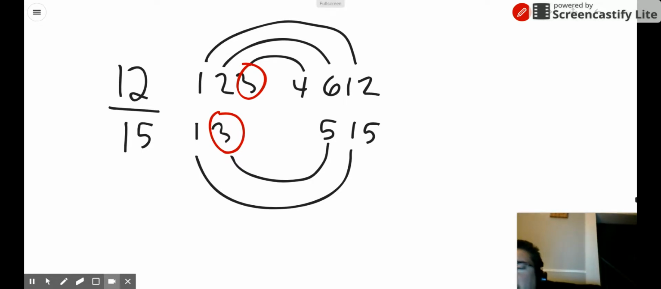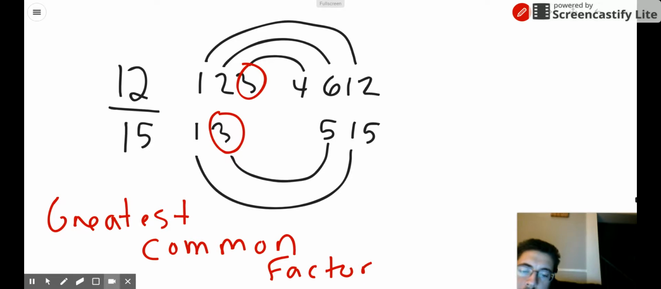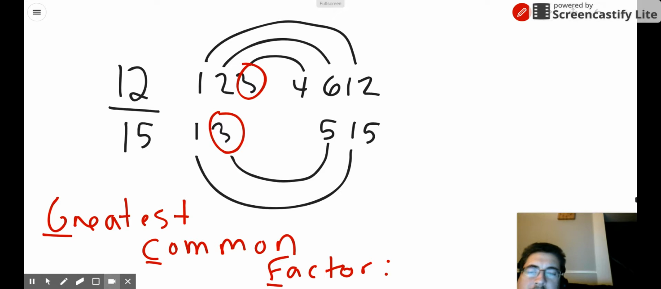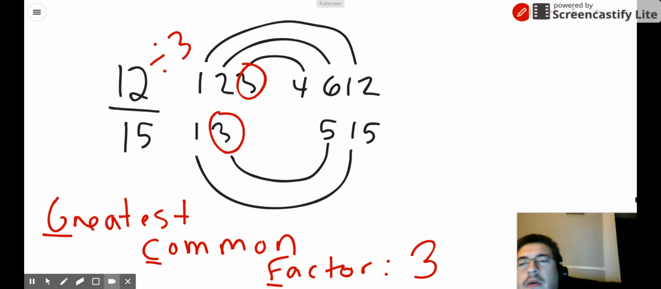And we actually call that the greatest common factor, or the GCF for short. So the greatest common factor between 12 and 15 is 3. So what are we going to do with that 3? Well, we're going to divide the numerator 12 by 3. And we're going to divide our denominator 15 by 3.